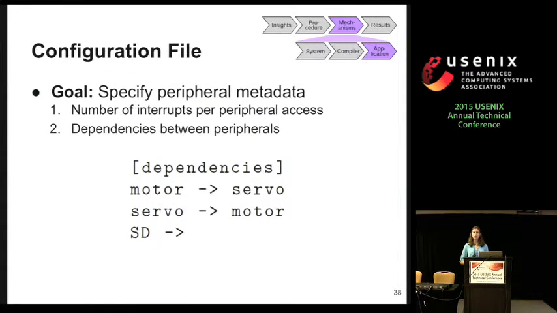The second thing that the programmer needs to do is they need to provide us with a config file which has a little bit of metadata about the peripherals in the system. And here the most important part is the dependencies between the peripherals. So you can see an excerpt of the config file that we used for the autonomous car, where there's an interdependency between the motor and the servo.